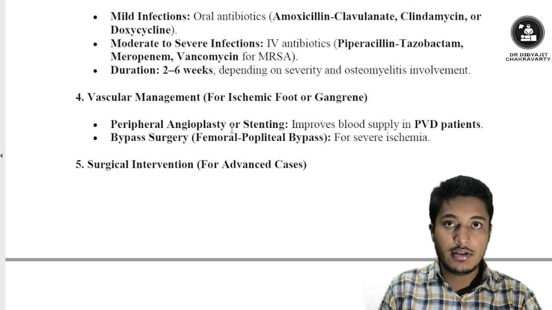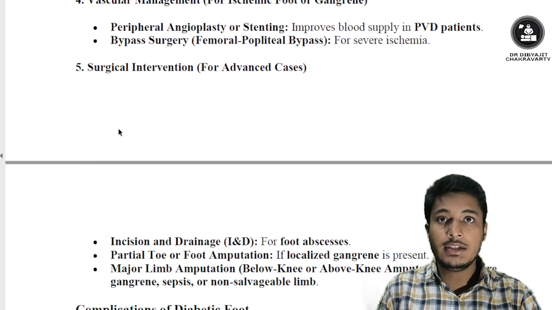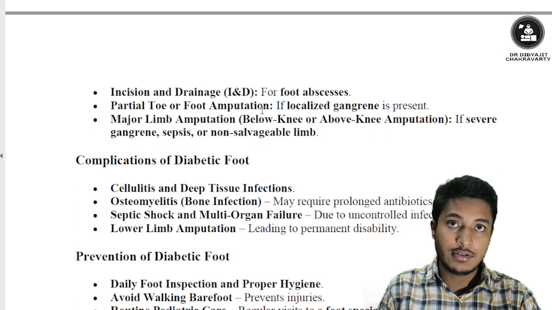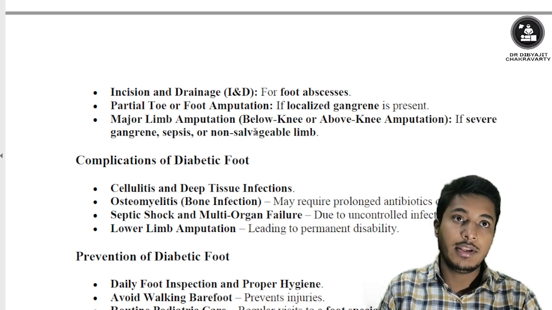Peripheral angioplasty or stenting improves the blood supply in peripheral vascular disease patients. Bypass surgery like femoropopliteal bypass is used for severe ischemic limb. Surgical interventions are used for advanced diseases, like incision and drainage for foot abscesses, partial toe or foot amputation if localized gangrene is present. Major limb amputation, that is below knee or above knee amputation, if severe gangrene, sepsis, or non-salvageable limb is present.